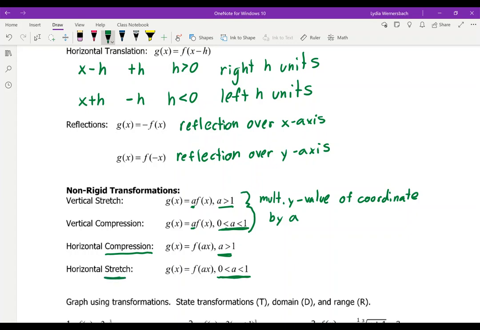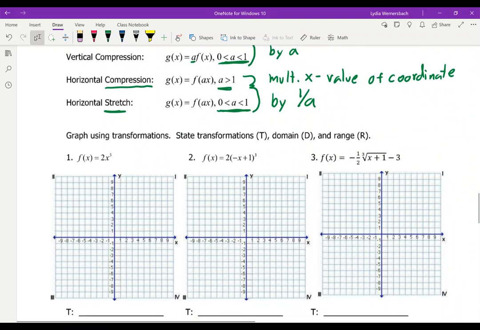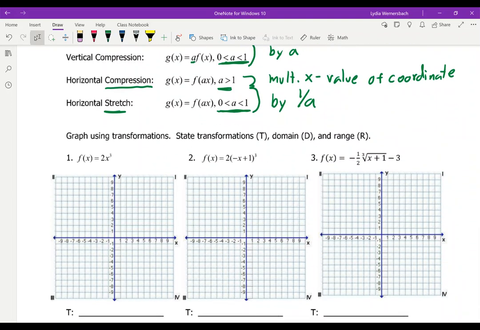Similarly, if that number is between 0 and 1, like 2/3, 1/2, things like that, that would be considered a stretch. And that's because when we're talking horizontal, we are going to actually multiply the x value of the coordinate by, instead of by a, it's going to be by 1 over a. And that's kind of what makes it the opposite. We're going to be working more so with vertical stretches and compressions, but we will do a few horizontal stretches and compressions. So we are going to start with graphing the transformations, stating them, stating the domain and the range.